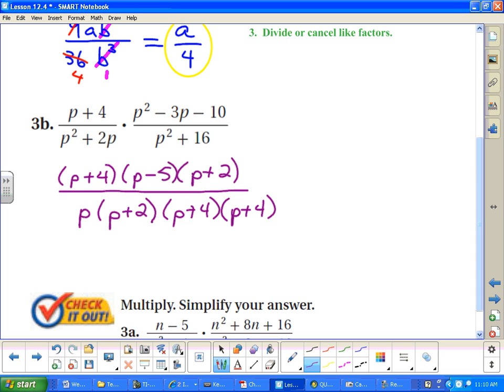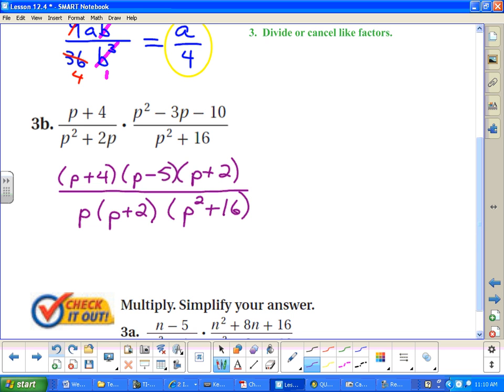Oh, it would. There would have to be a middle term then, wouldn't there? Okay, there'd have to be a middle term with a p here, and there's not. That's correct. So can I factor it, Ruth? She's not sure. All right.